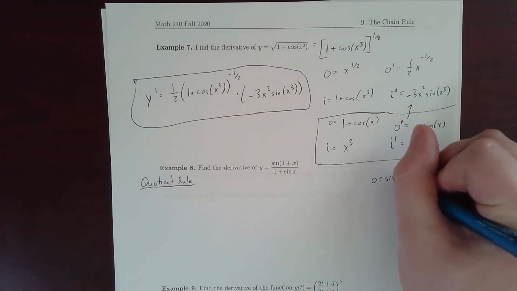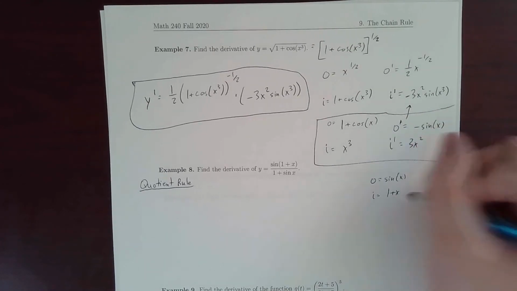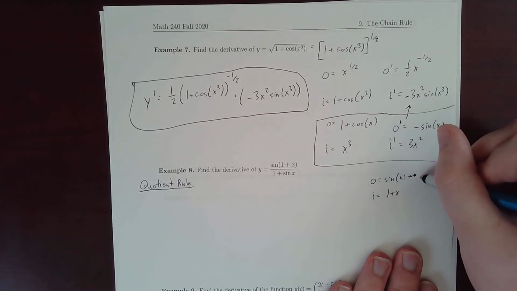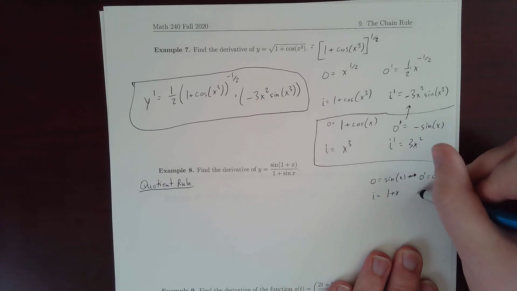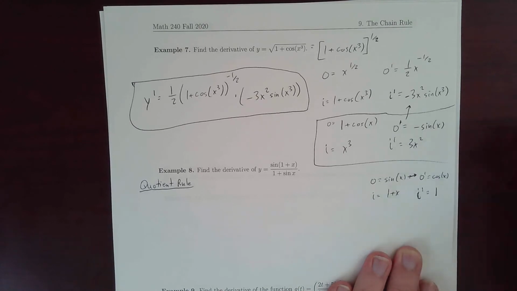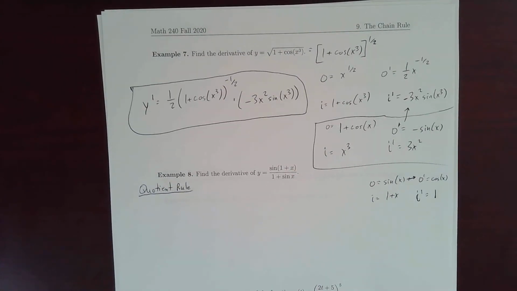So the outside function here will be sine of x, and the inside will be 1 plus x. That tells us then that the derivative of the outside is cosine of x, and the derivative of the inside, unfortunately, is not all that interesting. It's just 1. So we want low d high minus high d low all over low squared for this.